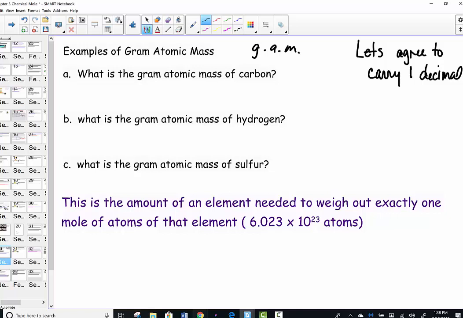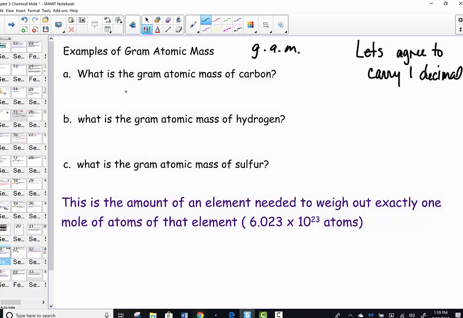Let's agree to carry 1 decimal from the periodic table. If we're wondering how many decimals to grab, each periodic table is just a little bit different. Some have many decimals, some have 1 or 2. Let's agree to carry 1 decimal when reporting any molar mass.